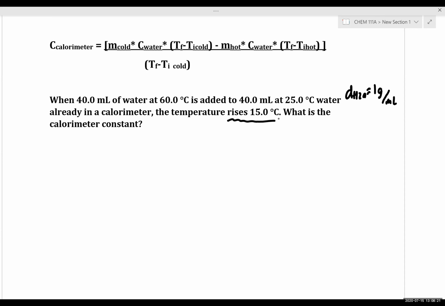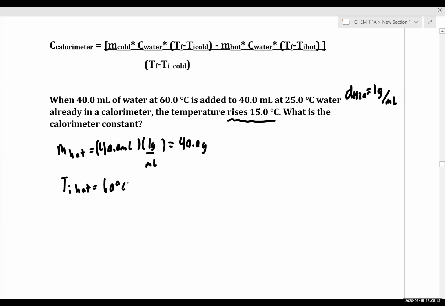Okay, let's discuss this example. The mass of our hot water is 40.0 milliliters, which, with 1 gram per milliliter of water, gives us 40.0 grams. The initial temperature of our hot water is 60 degrees Celsius. The final temperature is 25 degrees Celsius plus 15 degrees Celsius because our temperature rises. That gives us 40 degrees Celsius as our final temperature.